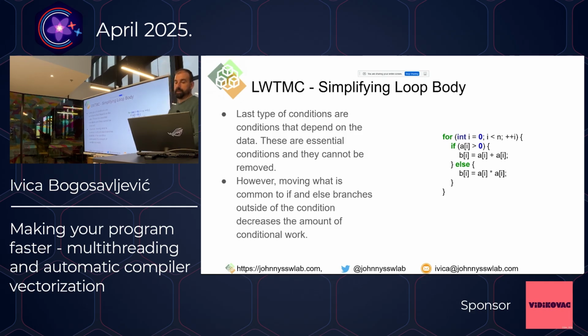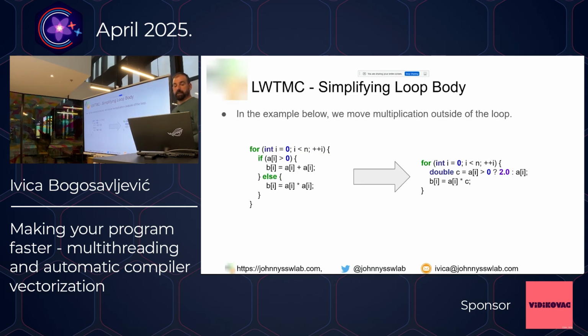Also, you can simplify the loop body. Here, in the case of a of i greater than 0, we add these things, otherwise we multiply them. Whatever you do, you should move what is common to both outside. In this particular case, I have a double c, and if a of i is greater than 0, I load 2, otherwise I load a of i, and then I just multiply it by c. What's the advantage over the previous version? There is only one multiplication, whereas here I had a multiplication and an addition.